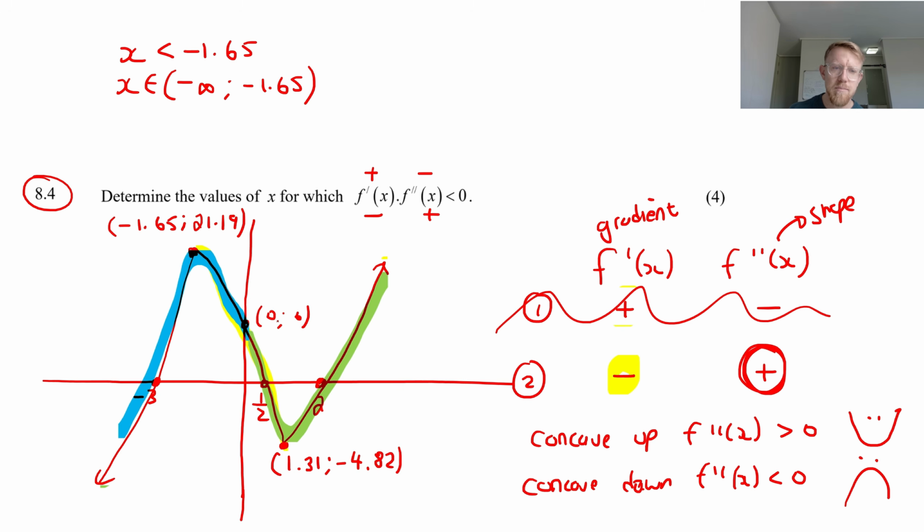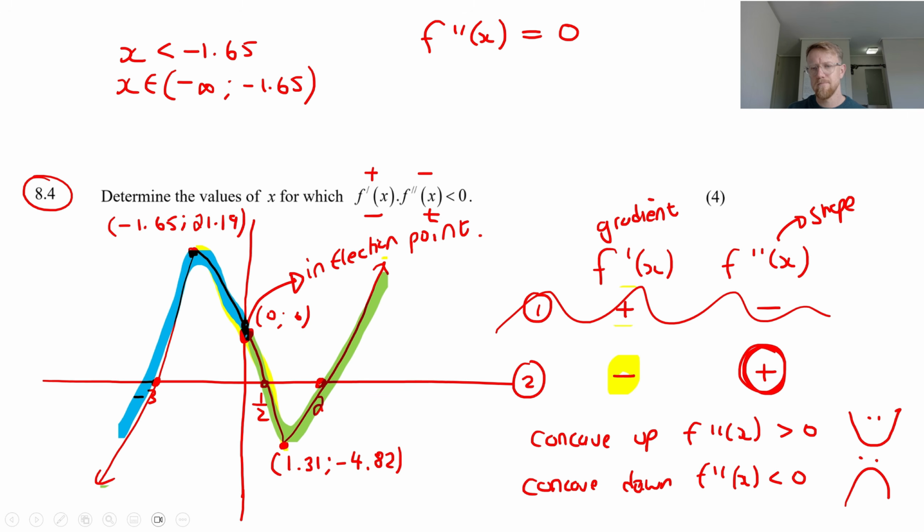So that place where a graph switches from sad to happy or happy to sad is called the inflection point. And the way that you find the inflection point is you take the second derivative and you make it 0. Because when the second derivative is positive, we call it concave up. When the second derivative is negative, we call it concave down. But if you want to find out the place where it switches from the one to the other, then you make it equal to 0.